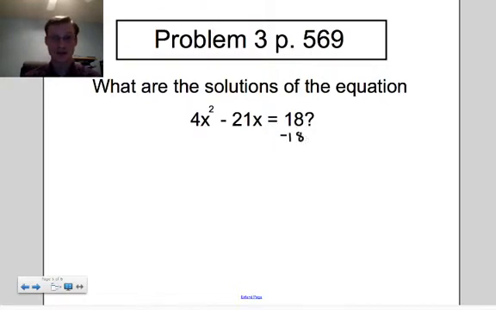So we're going to subtract 18 from both sides. Be careful, these do not combine because they're not like terms. And we have 4x squared minus 21x minus 18 equals 0.